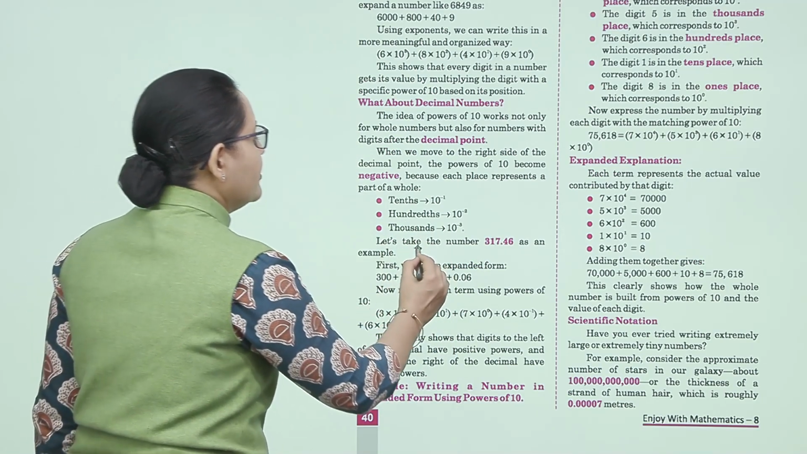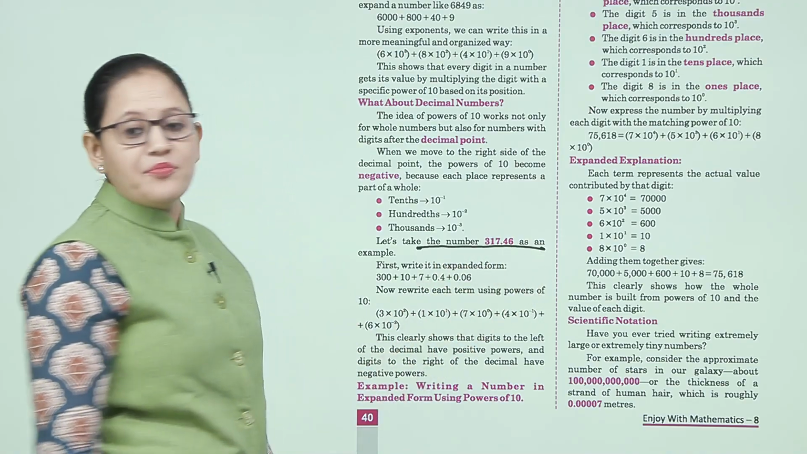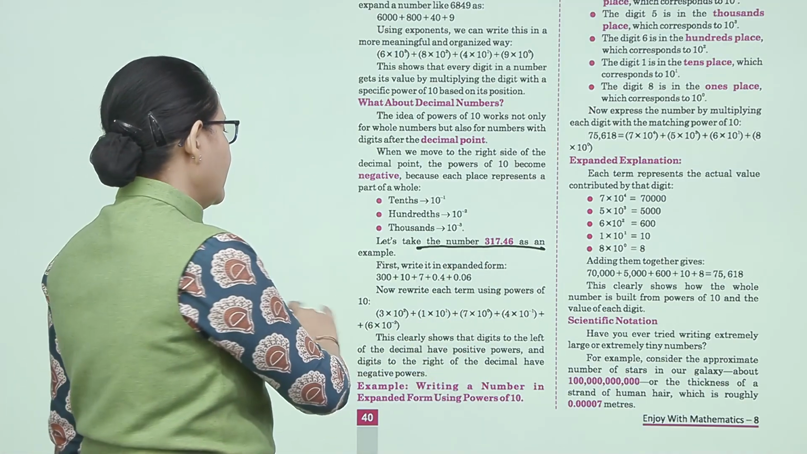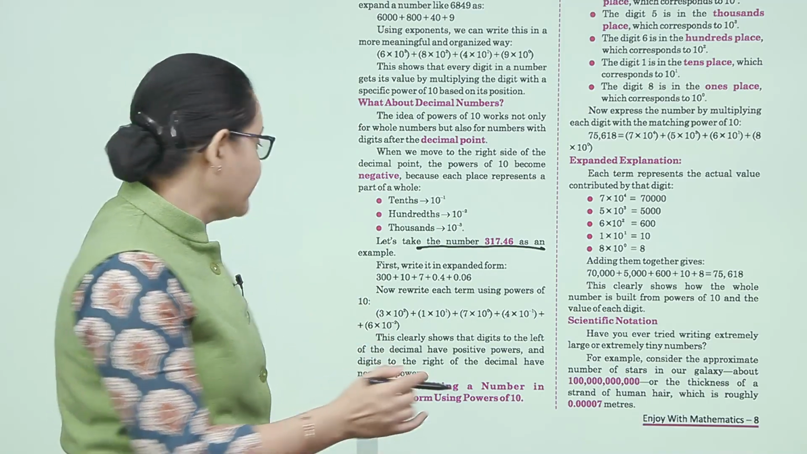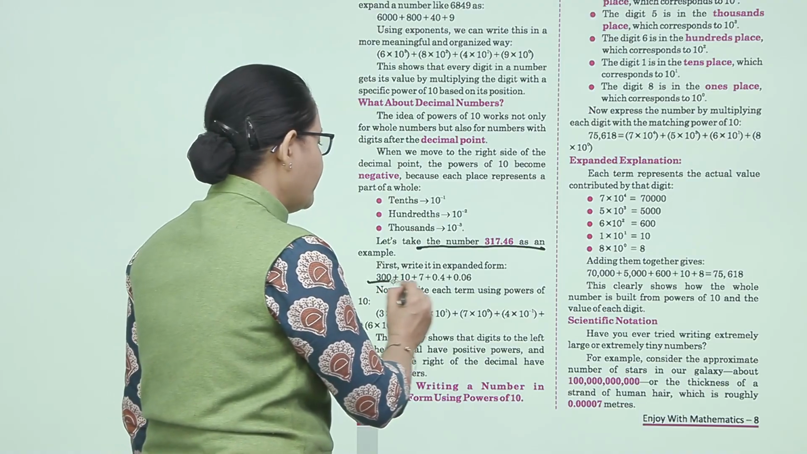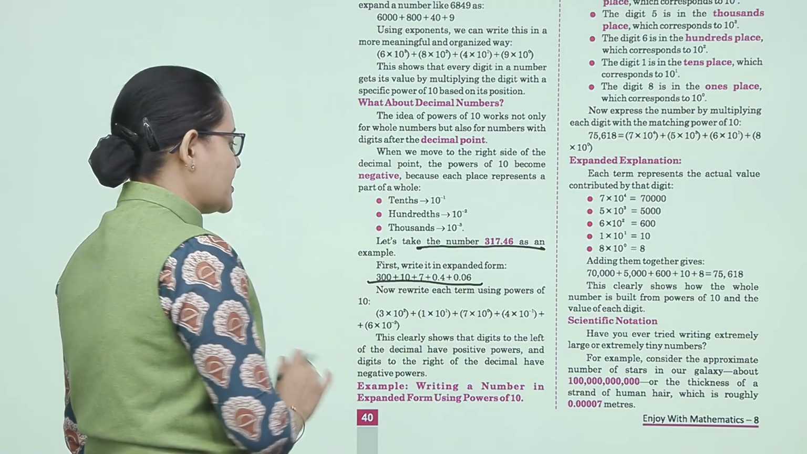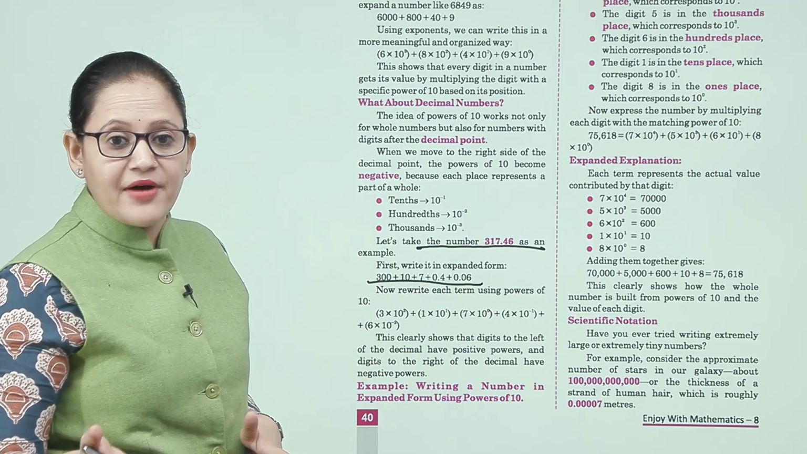Let's take the number 317.46. First we'll write it in expanded form: 300 plus 10 plus 7 plus 0.4 plus 0.06. Now rewrite each term using the power.